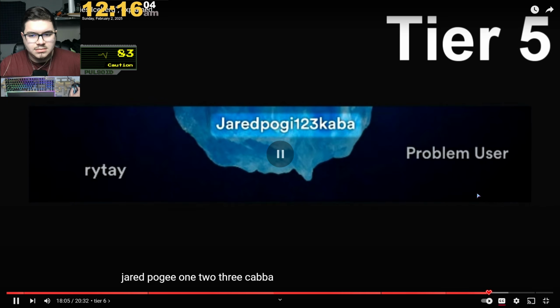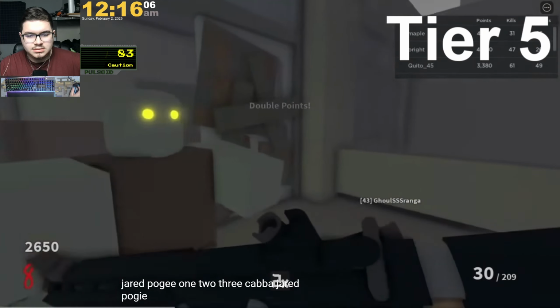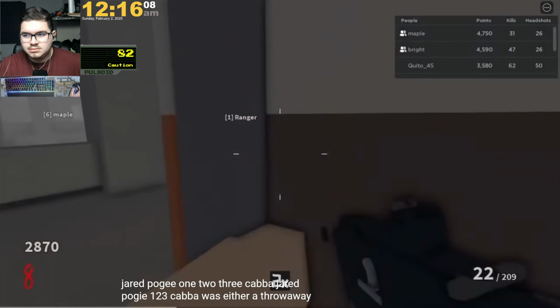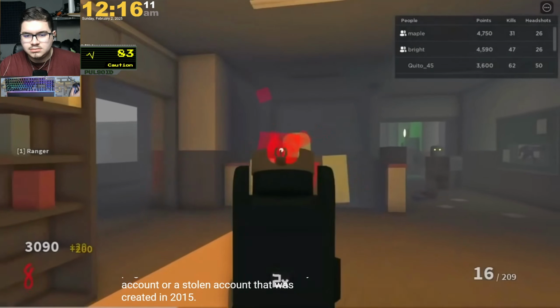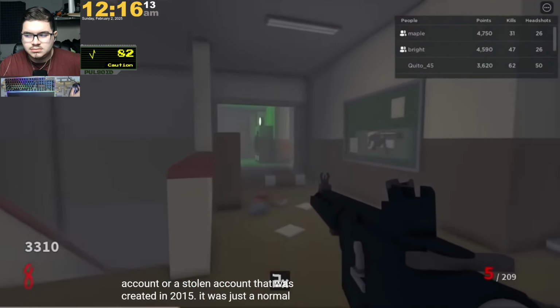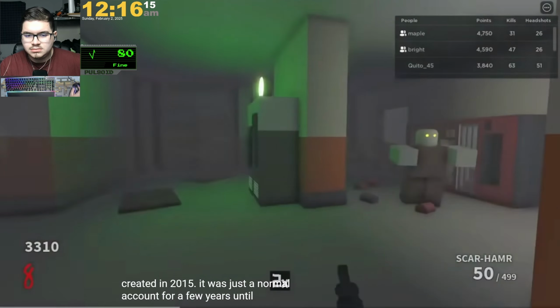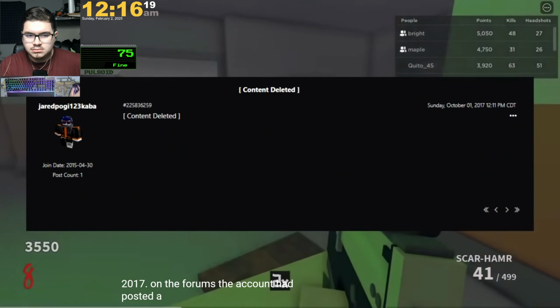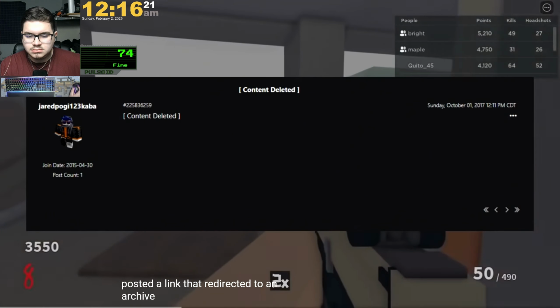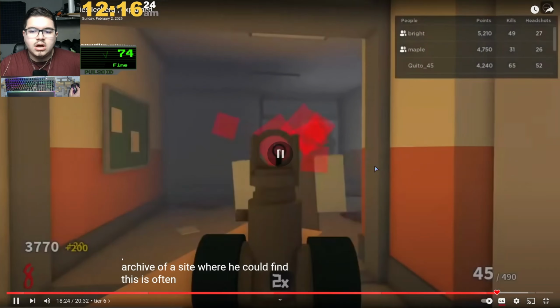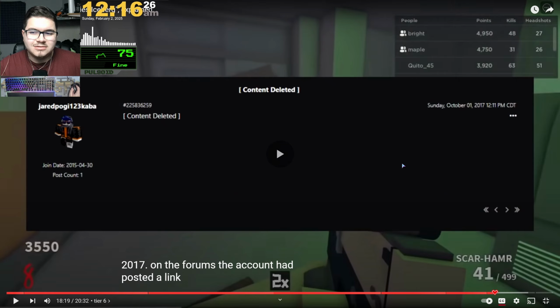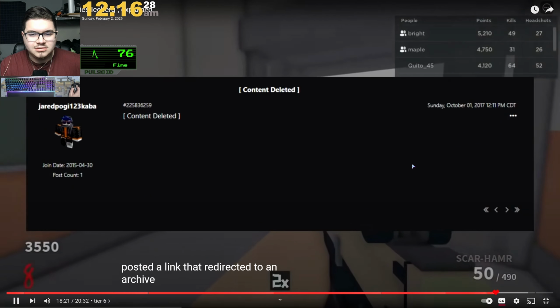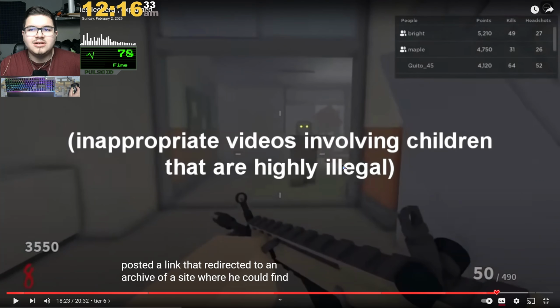123 Cabal. I don't know what that is. Jared Pogi 123 Cabal was either a throwaway or stolen account that was created in 2015. It was just a normal account for a few years until October of 2017. On the forums, the account had posted a link that redirected to an archive of a site where you could find. Oh no, that is terrible.